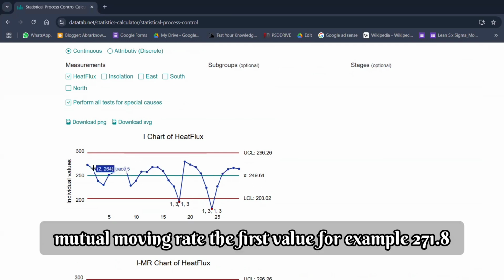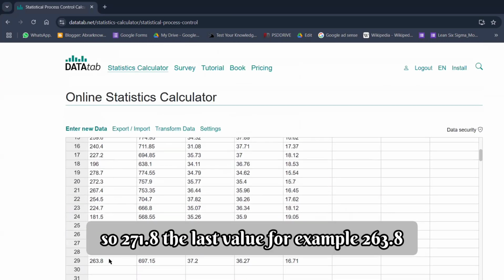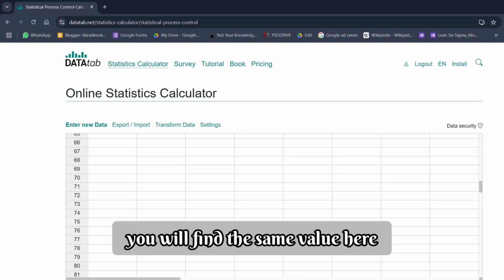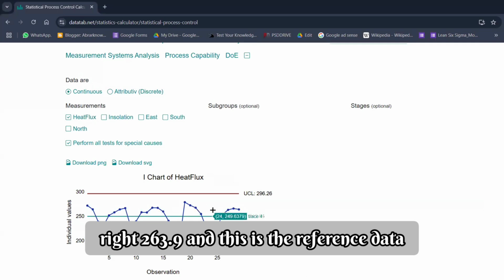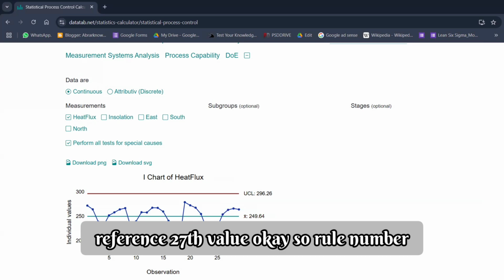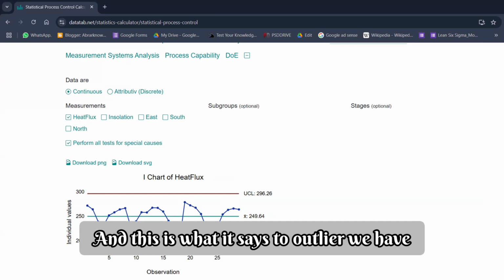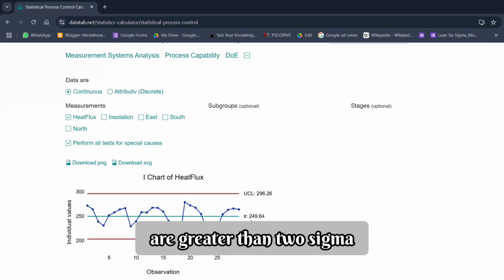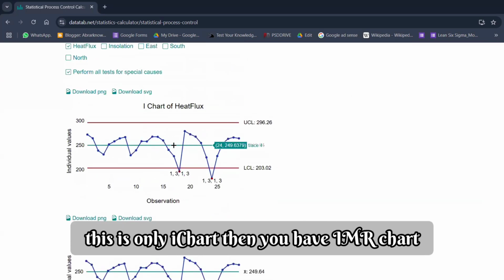This is the I chart, individual moving range. The first value, for example, is 271.8. The last value, for example, is 263.8. You will find the same value here, 263.9, and this is the data reference, the 27th value. So rules number 1 and 3 are failing. And this is what it says: the outliers we have are greater than 2 sigma. And this is only the I chart.